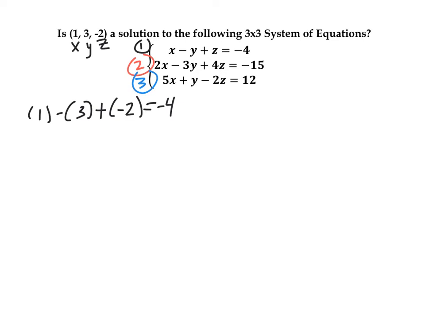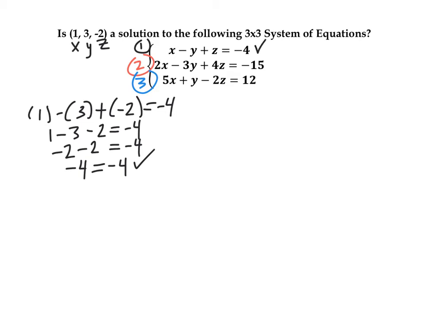Here I'm going to be careful with my negative values. I'm going to simplify. I have 1 minus 3 minus 2 equals negative 4. As I combine like terms, 1 minus 3 is negative 2, minus 2. And then negative 2 minus 2 is in fact negative 4 equals negative 4. So since the left-hand side of the equation equals the right-hand side, we have ourselves a solution in this one right here.